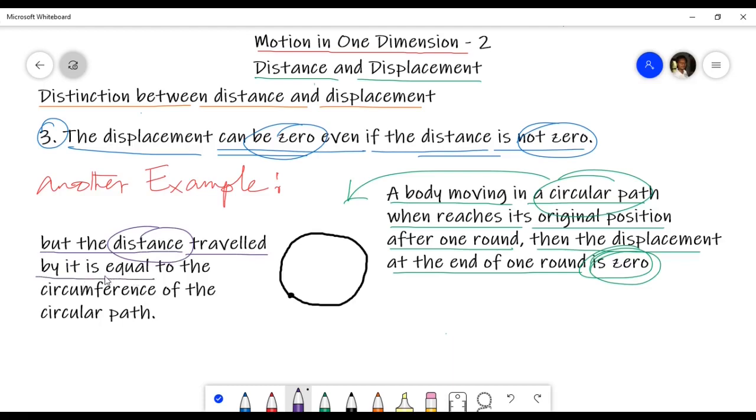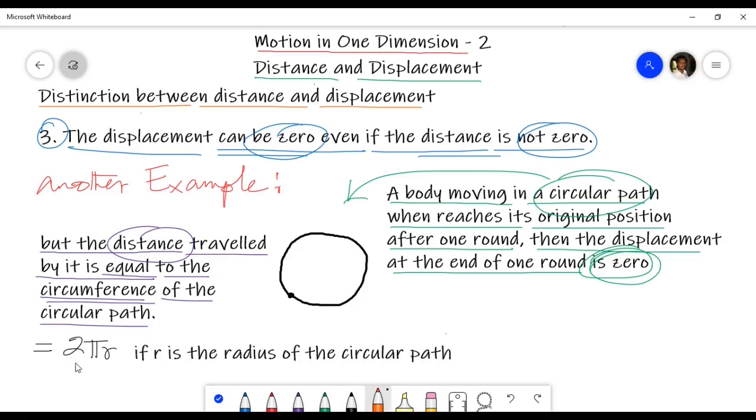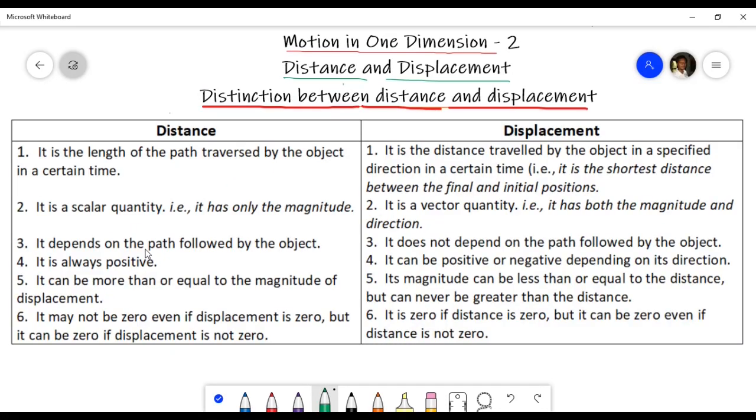But what about distance? Distance traveled by it is equal to the circumference of the circular path, and in maths you know how to find the circumference, right? The formula is 2 pi r, if r is the radius of the circular path. So now I hope you understand that displacement can be zero even if the distance is not zero. So I gave you two examples. One is a vertical fall of an object and a circular movement of an object.